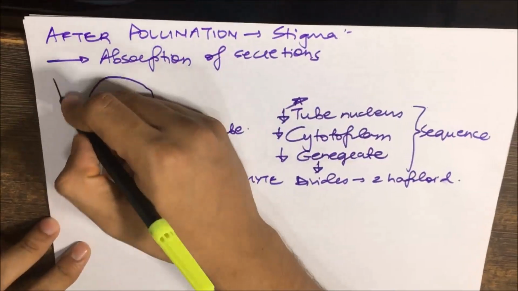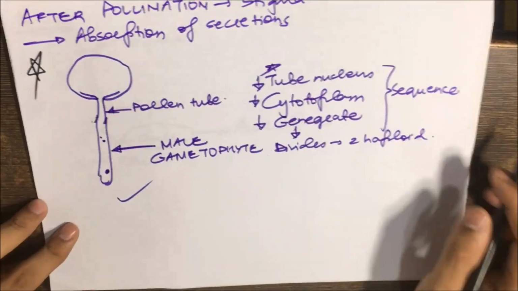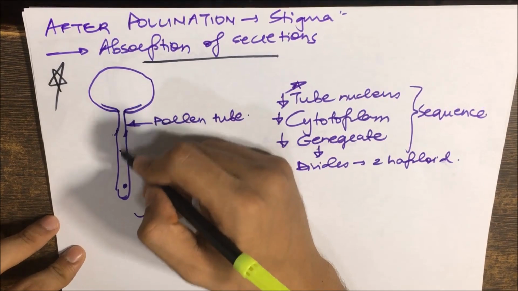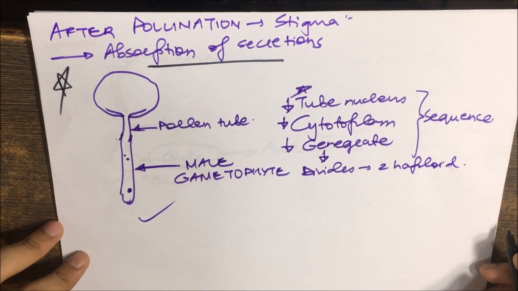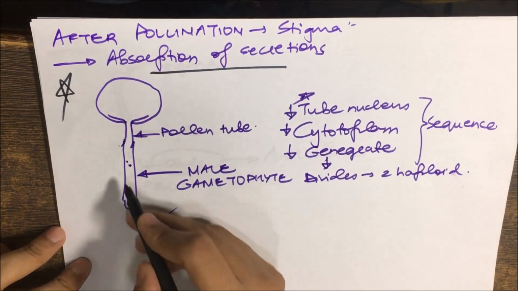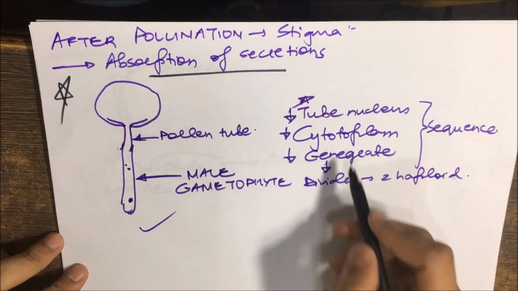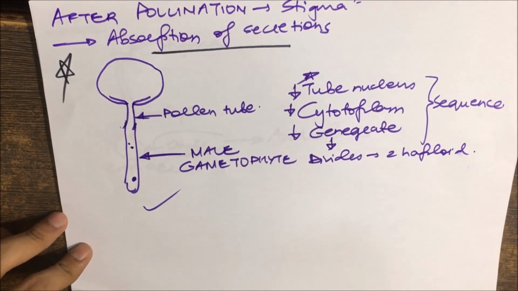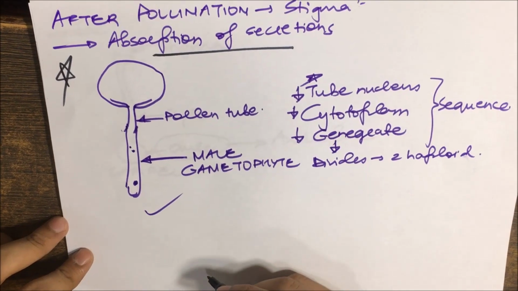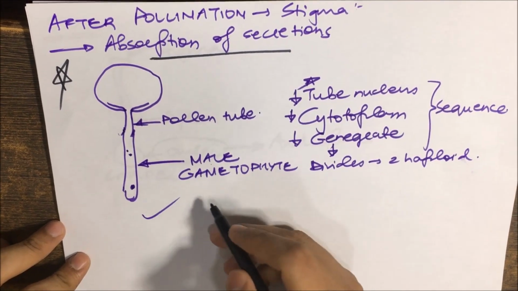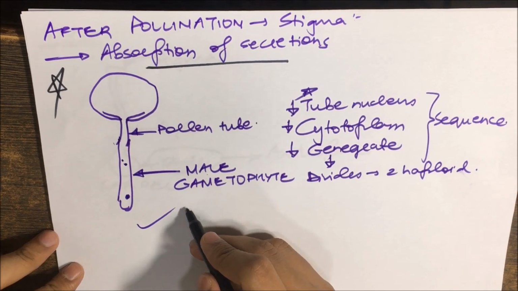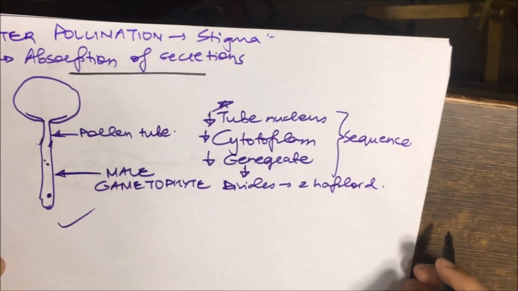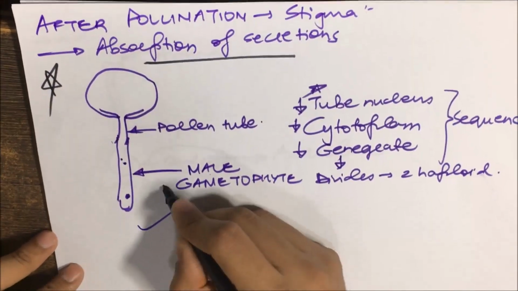This is the diagrammatic representation of the development of the male gametophyte after pollination, wherein due to absorption of secretions, the intine grows inside the germ pore into the style in the form of a tube known as the pollen tube, which consists of the tube nucleus, the cytoplasm, and the generative cell, which later divides by mitotic division into two haploid cells, known as the male gametes. So a male gametophyte is basically a pollen tube which consists of a generative nucleus which is divided into two male gametes, a thin cytoplasm, and a degenerating sterile vegetative nucleus. So this is what a male gametophyte is.